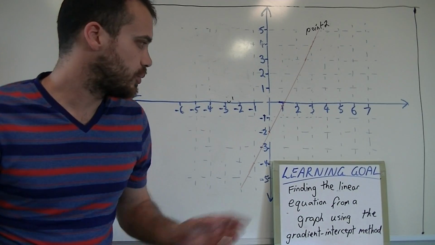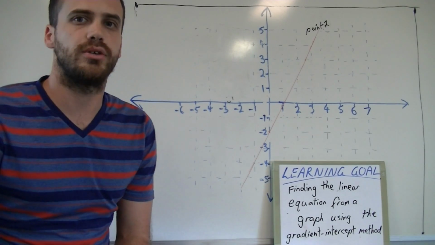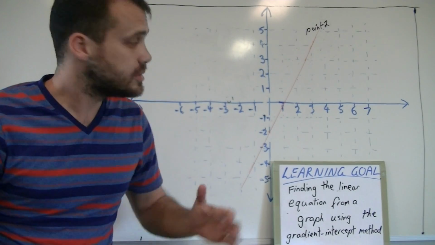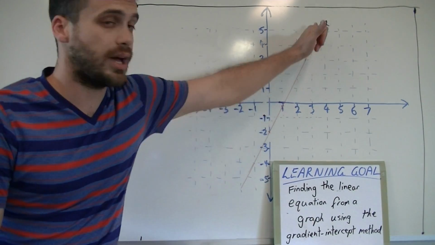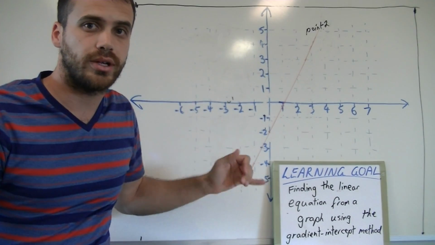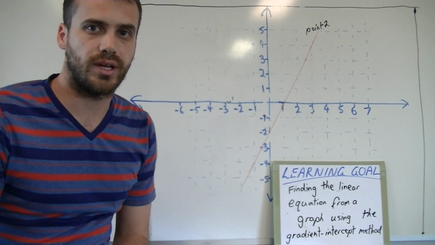So in this video, we're finding the linear equation from a graph using what's called the gradient intercept method. Now, what that means is that we are looking at a linear equation here as a graph. We'd like to know what is the equation of that line. How can we find the equation of that line?